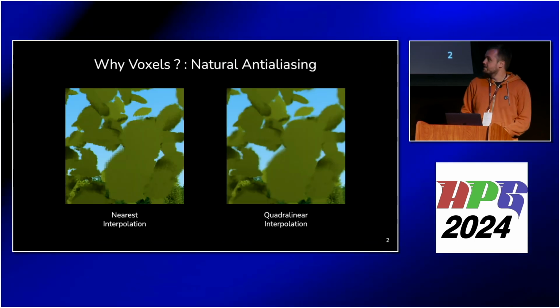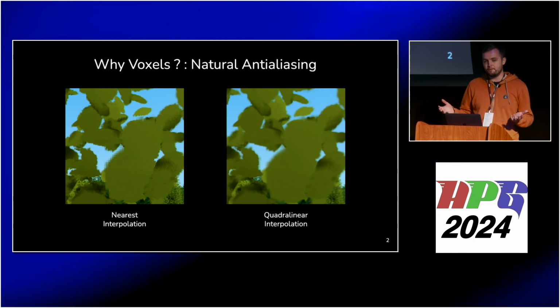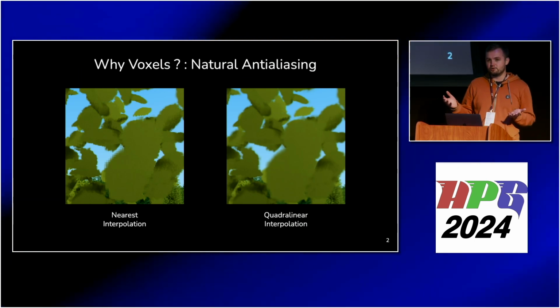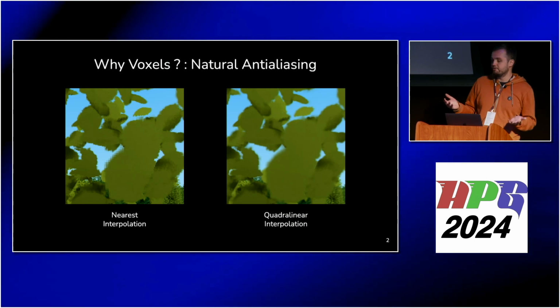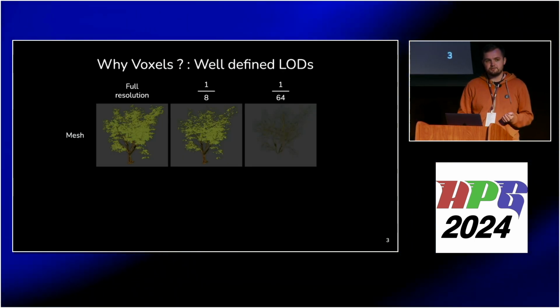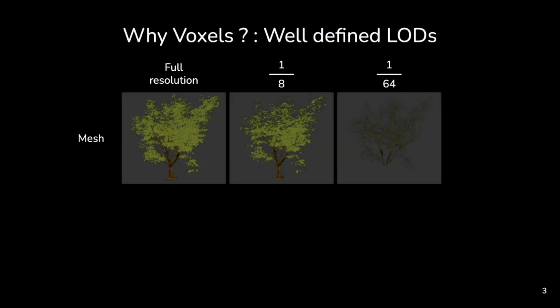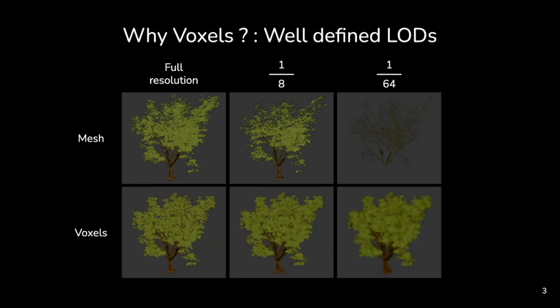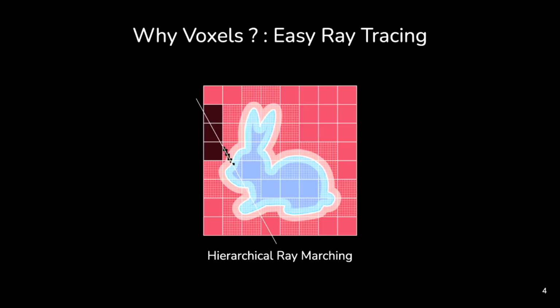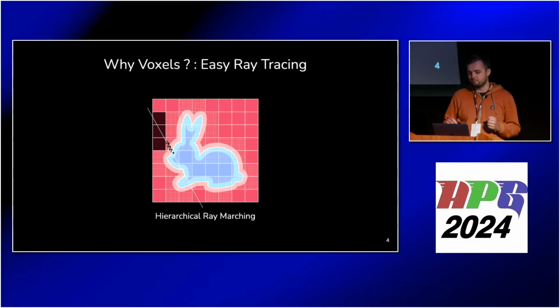Well, first of all, since your geometry is encoded as a texture, anti-aliasing just becomes texture interpolation, so simple and fast. They also have well-defined LODs. Mesh LODs can be a real headache, especially for aggregate objects like trees, where they can really fall apart. On the other hand, voxel LODs are just downscaled versions of your images, so really simple and elegant. So they're just like 3D bitmaps. And finally, because of their very ordered structure, voxels are easy to ray trace using a form of ray marching.